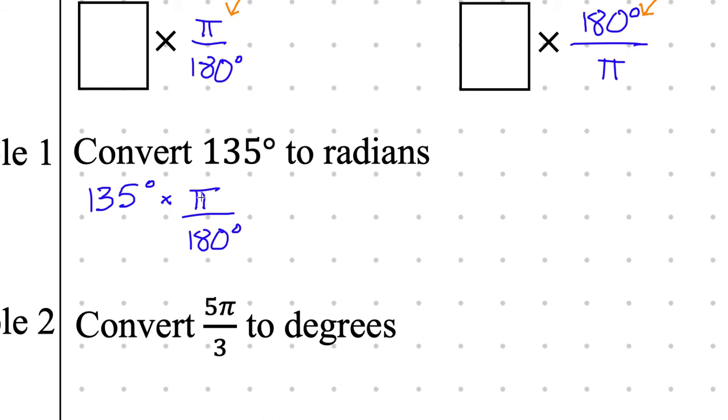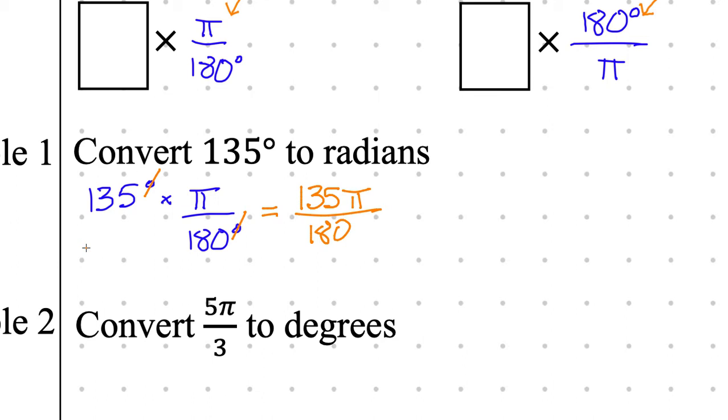Another way of thinking about it is I need to get rid of the units of degrees. So one needs to be on the top, one needs to be on the bottom in order for those to cross cancel the units. All right, so from here, I have the new fraction, 135 pi over 180, because I canceled out the units of degrees and degrees.